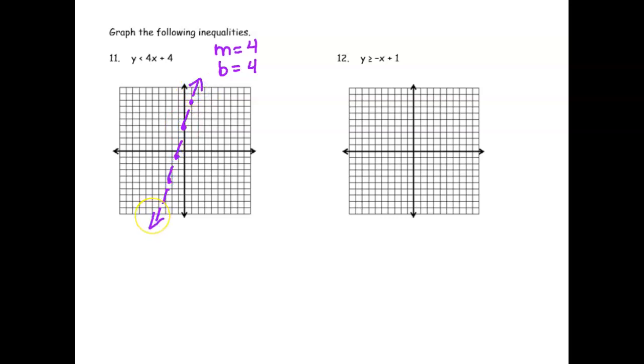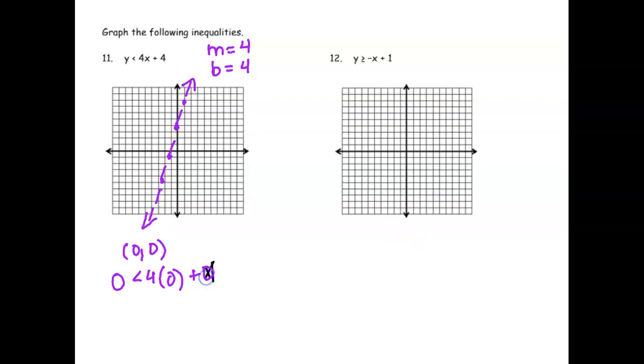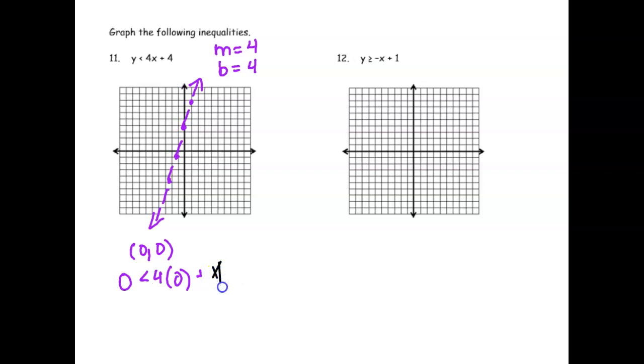Okay, and we're going to check the point (0, 0). So when we plug it in, 0 is less than 4 times 0 plus 4. Oops, it's supposed to be plus 4, not 0. Erase that and try that again.